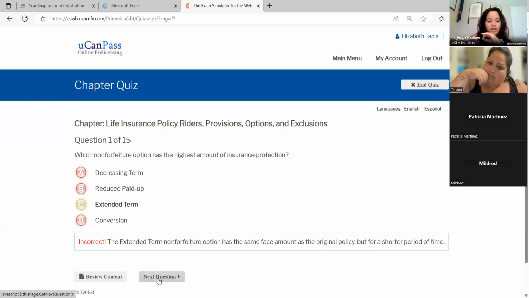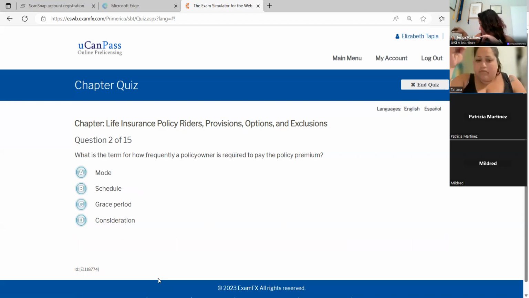All right, let's go to the next question. What is the term for how frequently a policy owner is required to pay the policy premium? Is it A, mode, B, schedule, C, grace period, or D, consideration? So let's read the question again. What is the term for how frequently a policy owner is required to pay the policy premium?